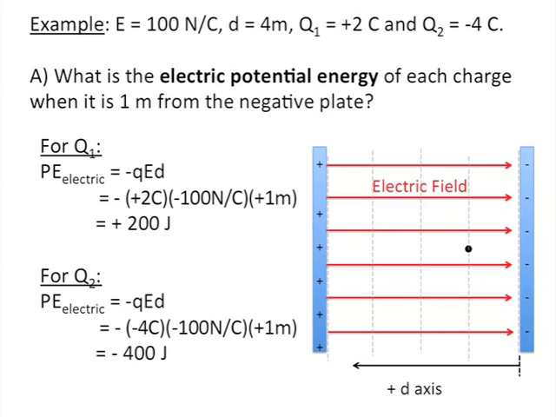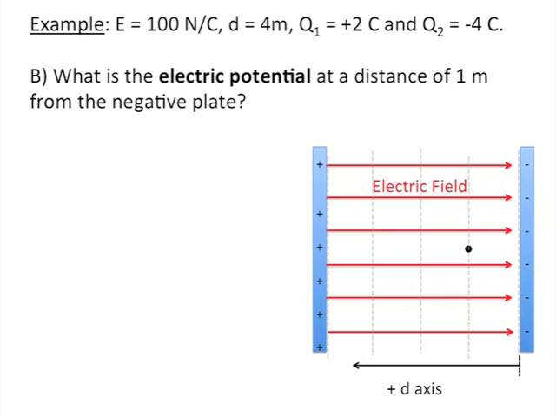So when we put different charges at this same point, which is marked by a black dot in the picture, first we're going to put Q1 there and we find that it has 200 joules of electric potential energy. Then we take that charge away and we put Q2 there and we find that it has negative 400 joules of electric potential energy. So same spot, but different amounts of electric potential energy.